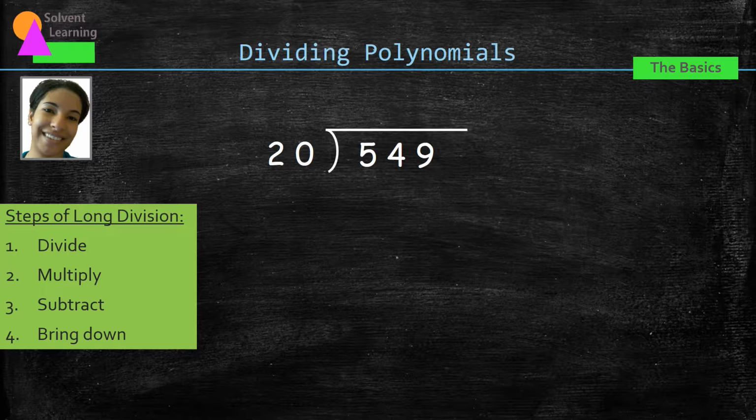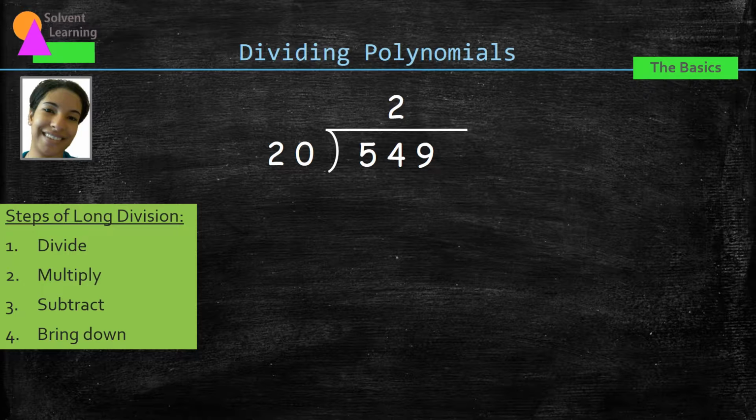Okay, let's look at the numbers that we have here. We have 549 divided by 20. Our first step is to see if the first digit of that dividend can be divided by the divisor. Well, 5 can't be divided by 20. So now we have to focus on the first two digits of the dividend, the 54. And 54 can be divided by 20 2 times. And then we write that 2 up top.